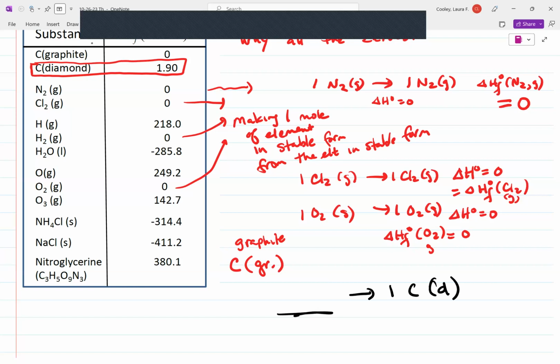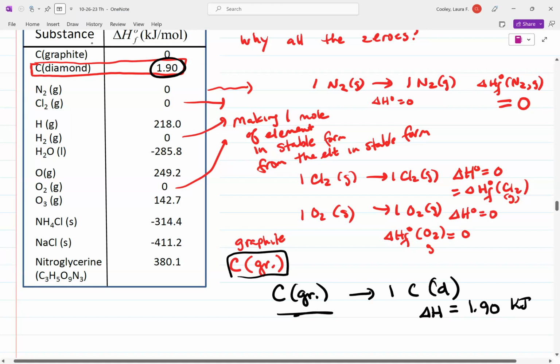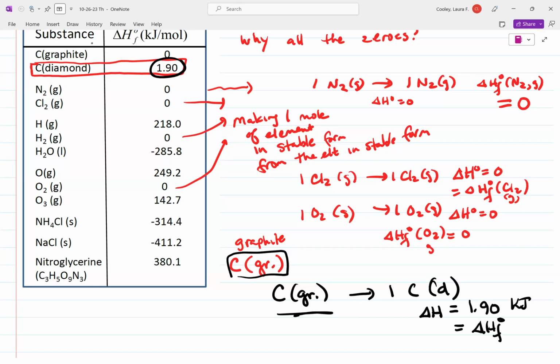What's the stable form of carbon? Graphite. So you would have to go carbon graphite to carbon diamond, and the delta H for this reaction is 1.90 kilojoules. And this equation corresponds to forming a mole of diamond from 1 mole of carbon in its stable form, because carbon is the element in diamond. So this delta H is the delta HF0 of carbon diamond.